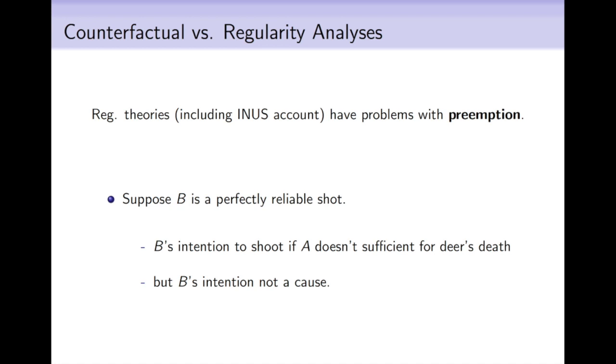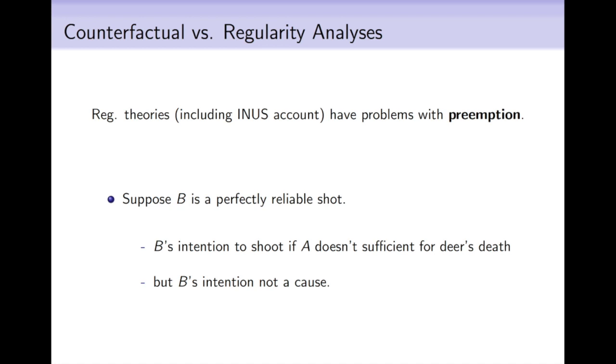Either Alice will shoot and kill it, or Bob will shoot and kill it. So the worry is that Bob's shot is going to count as an INUS condition. It's part of a set, which maybe includes Bob's being a very good shot, the weather conditions being good, and so on. That is itself sufficient for the deer's death. So the INUS account potentially is going to generate the wrong result about this.